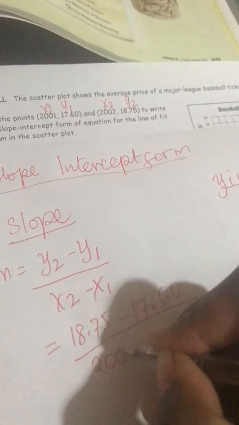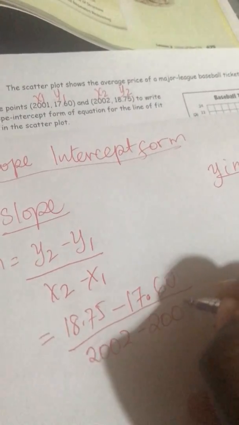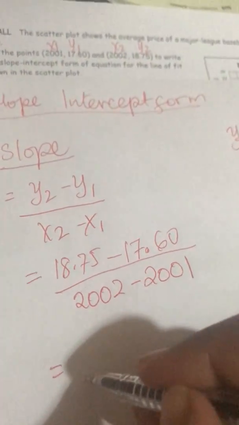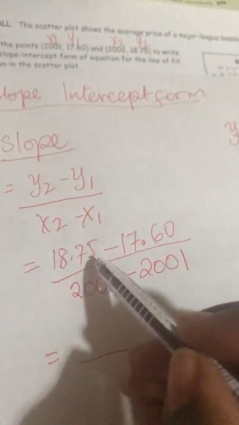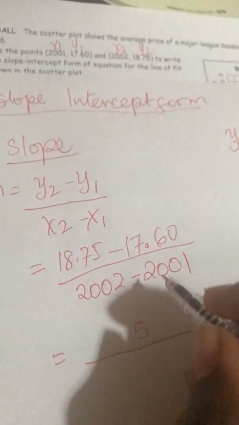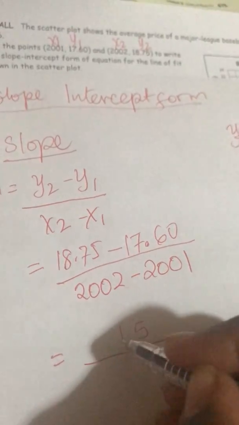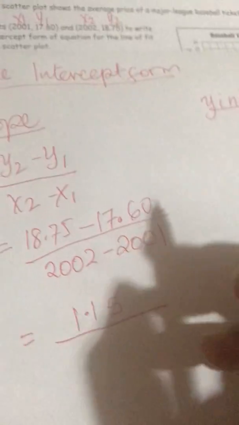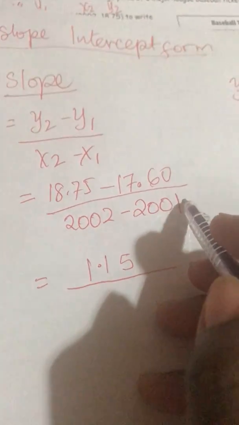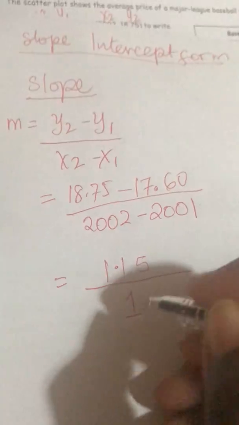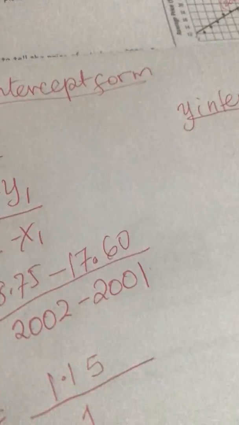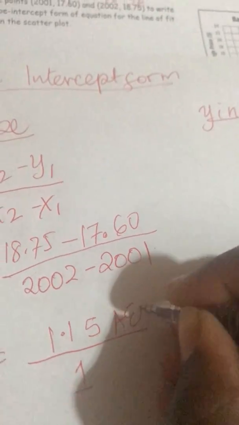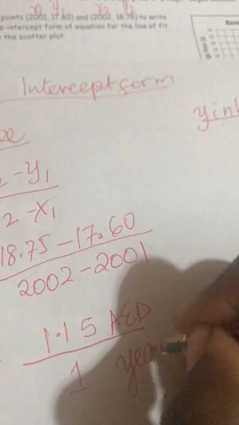x2 is 2002 minus 2001. Okay? And then my numerator, when I minus, 5 minus 0 is 5. 7 minus 6 is 1. 18 minus 7 is 1. 1 minus 1 is 0. And then 2002 minus 2001 is 1. What are my units? My units are AD. So this is AD and this is here.